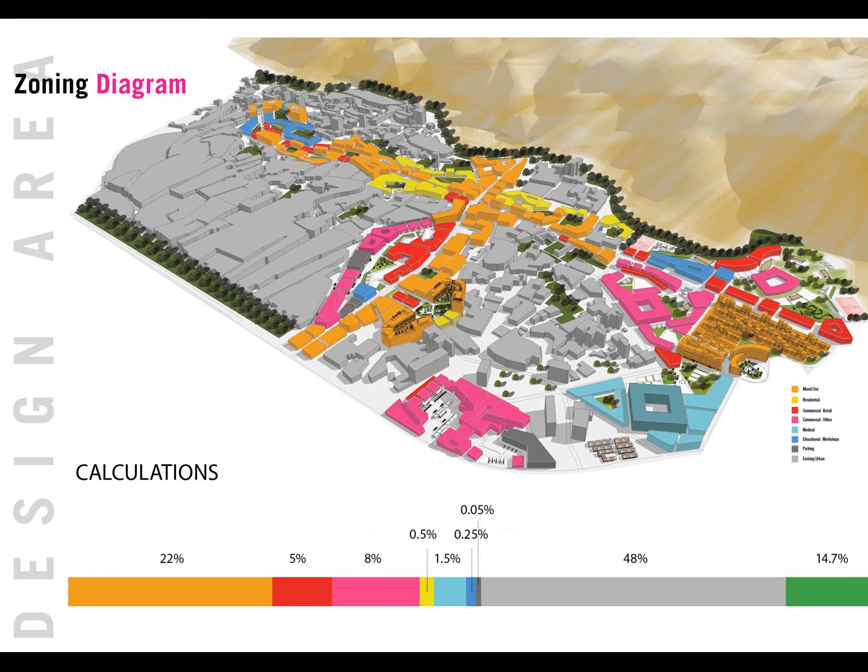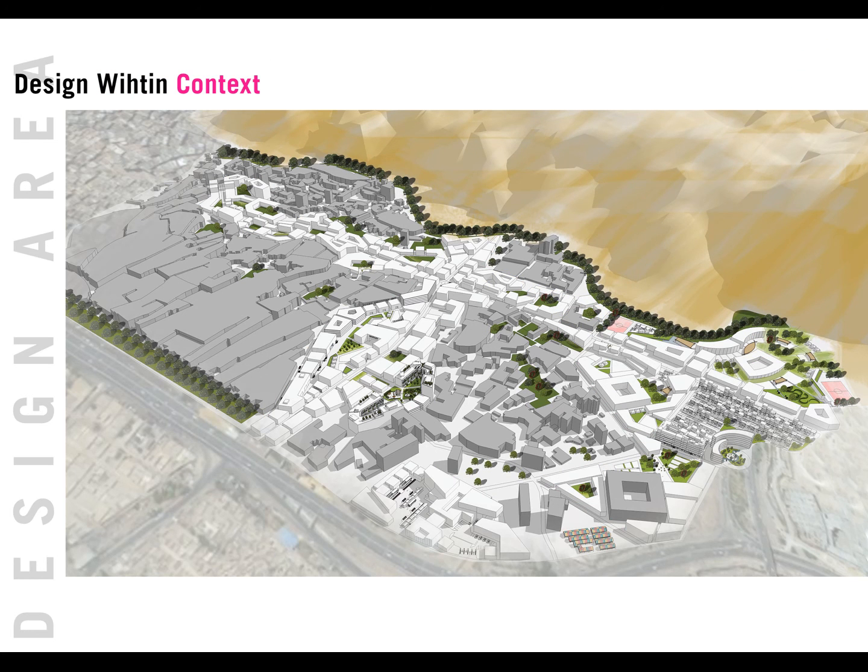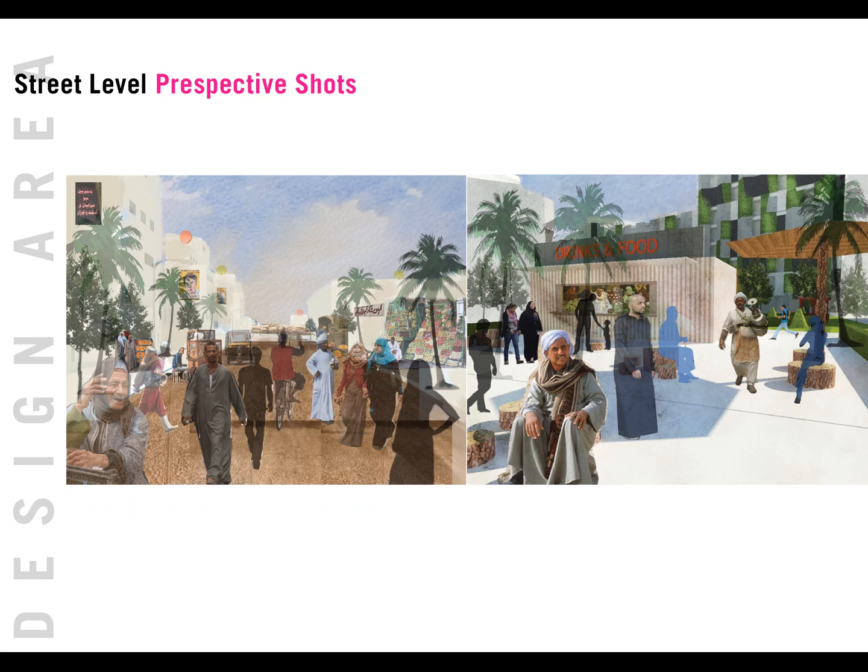In terms of zoning, the design is mainly consisting of mixed-use typology, forming a percentage of 22%. The rest is divided on different programs like residential, commercial, medical, and educational. There is also a 15% of open space. This slide shows how the design sits within context and boundaries. And finally, these are some street-level perspective shots of the urban spine and a typical communal space.